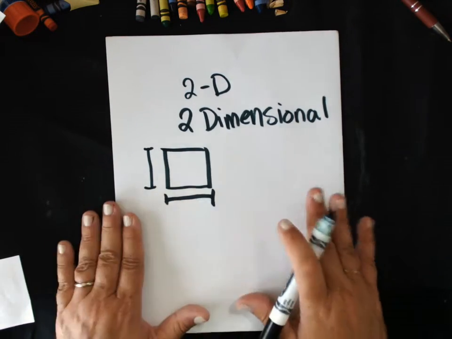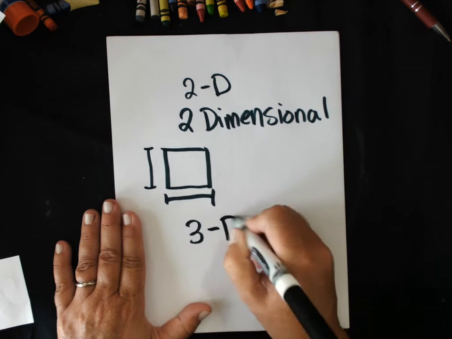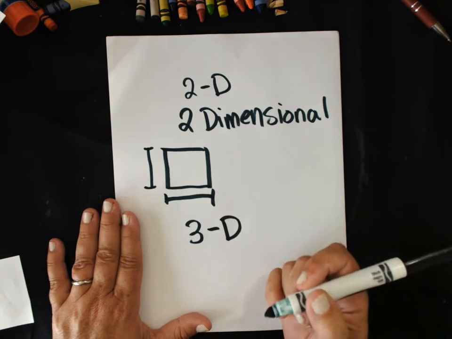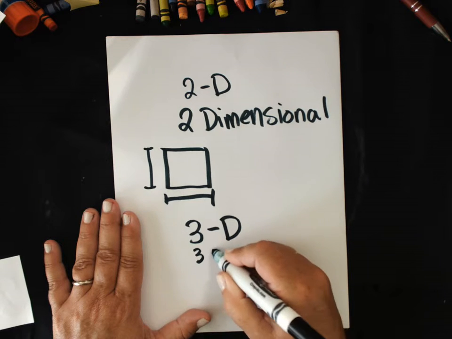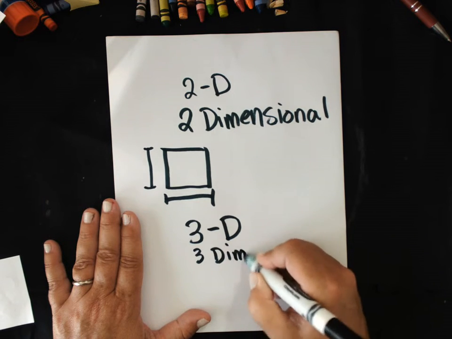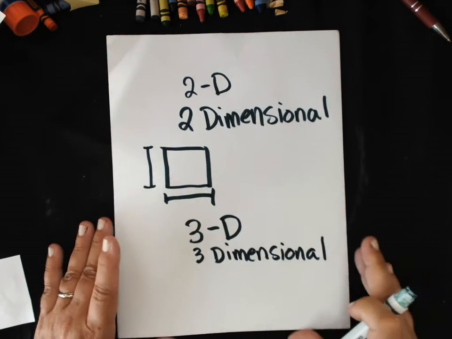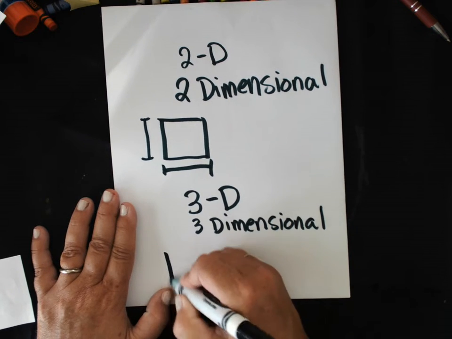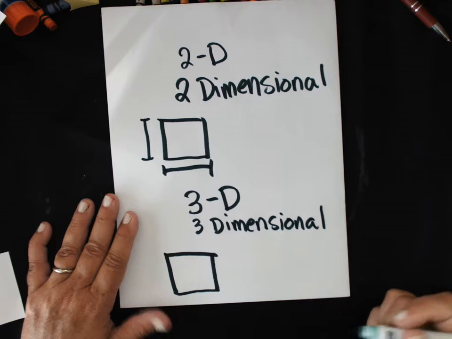And then the other thing that we're going to talk about is three-dimensional. So it's 3D. So it has three dimensions. In other words, it has three measurements. So we're going to talk a little bit about that. So remember, three-dimensional. Alright, so that means that it has three dimensions. It has three measurements. So I'm going to start with that square again. Well, kind of a lopsided square.